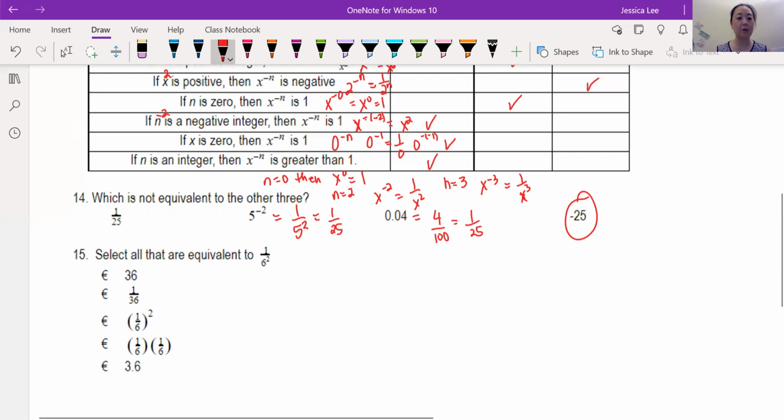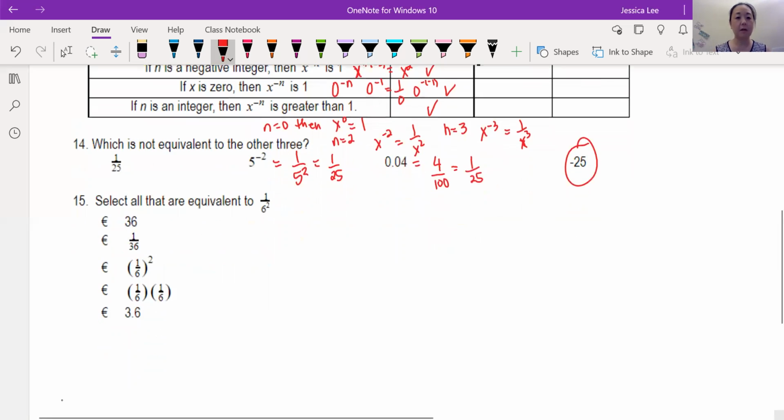So now we're going to select all the ones that are equivalent to 1 over 6 squared. I like to write this down a little bit simpler, 1 over 36. So this one, 1 over 36, is exactly what we're looking for. Remember, this is just 1 over 6 times 1 over 6. It says 1 over 6 squared, so that multiplied twice, which is 1 over 36. Or you can say 1 squared, which is 1, 6 squared, which is 36.